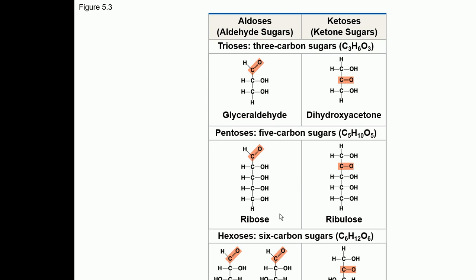This sugar is called ketose. So these are aldoses, these are ketoses. The group is aldehyde group, the group is ketone group.